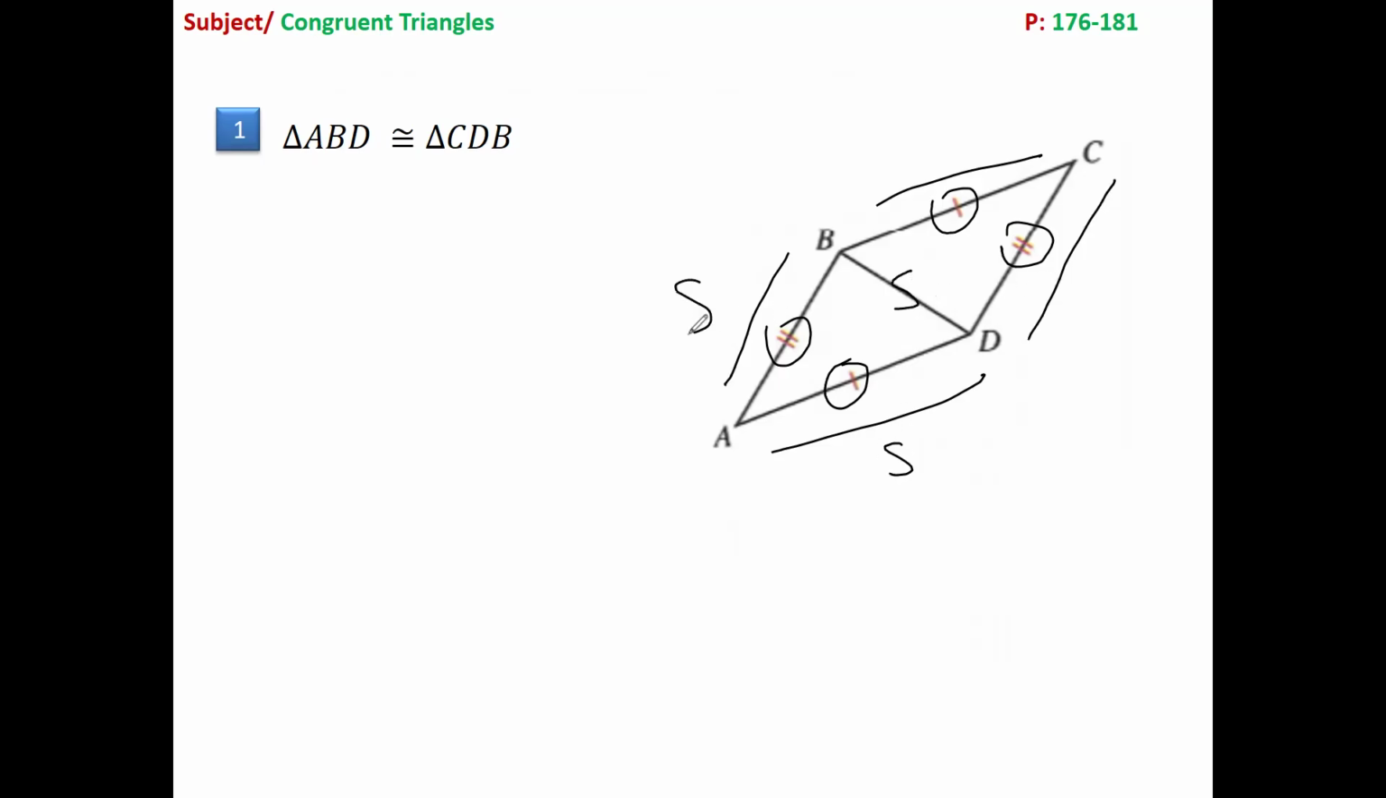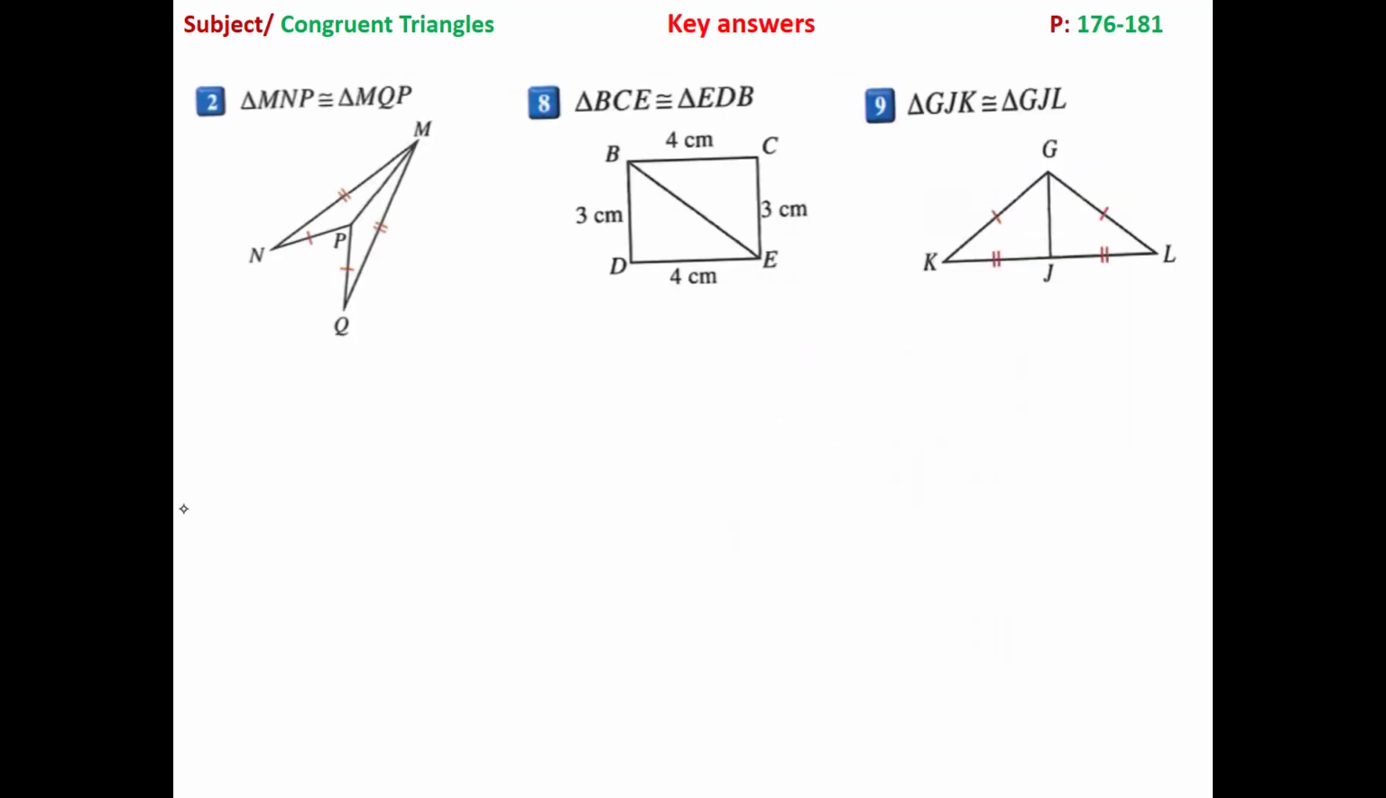How many sides did I find? 3 things, which is side, side, side. So in this case it will be side, side, side. Then that's the example that we have in our book.